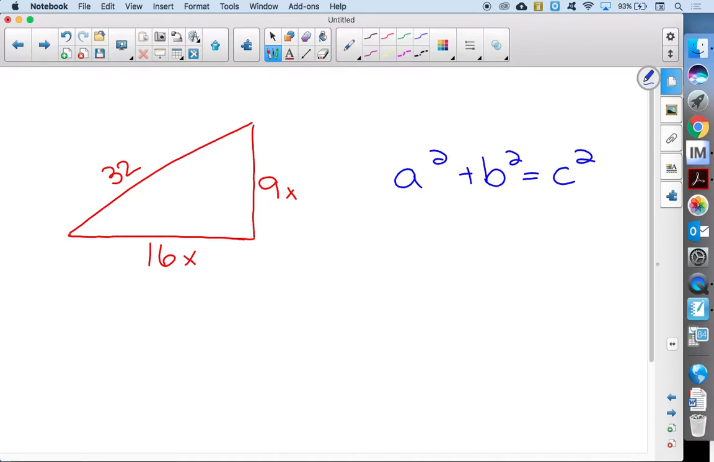And what numbers would you plug in? So it'd be 16x squared plus 9x squared equals 32 squared. What's 16x squared and 9x squared?